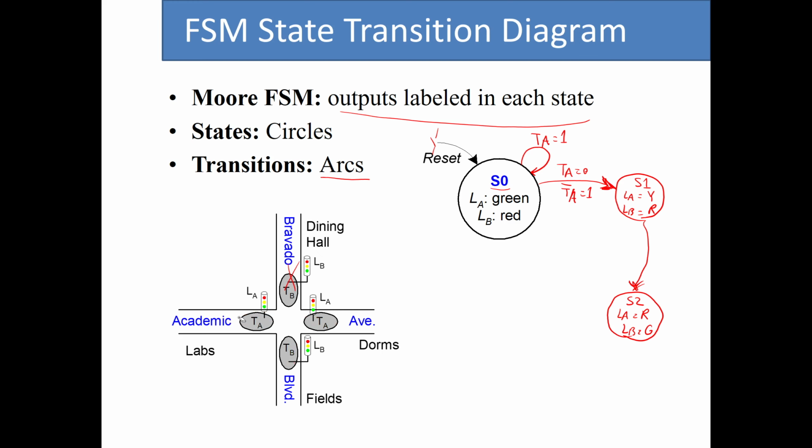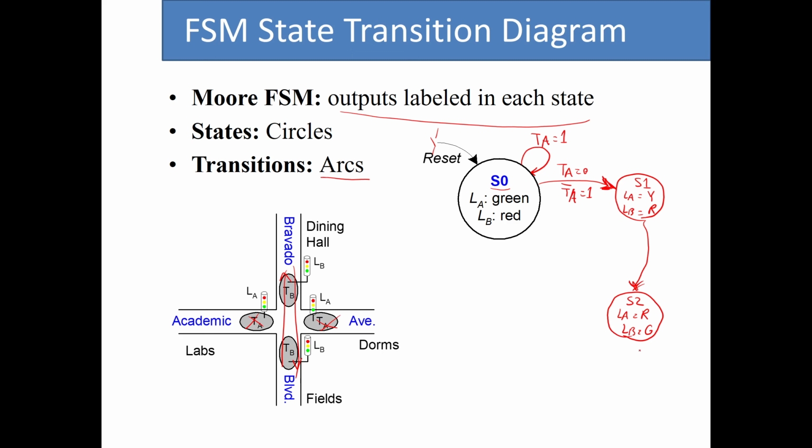So that means that there is no traffic going through this path. So no traffic going through this path, but we have traffic going through the Bravado Boulevard. So now when we are in this state, we only check for the value of TB. Depending on the value of TB, we either stay at this state or we go to the next state.